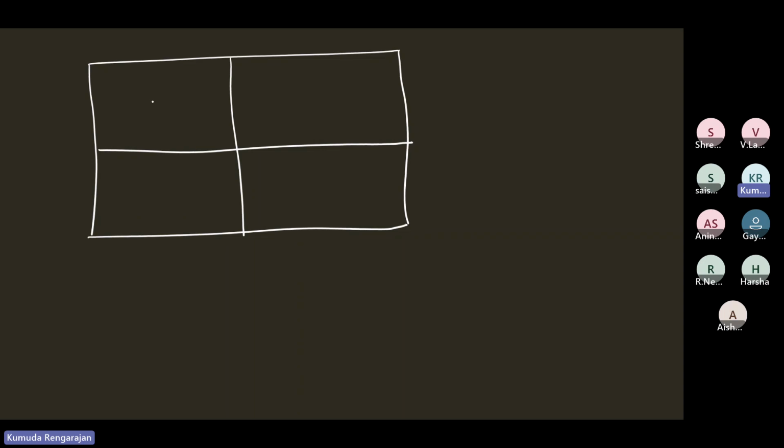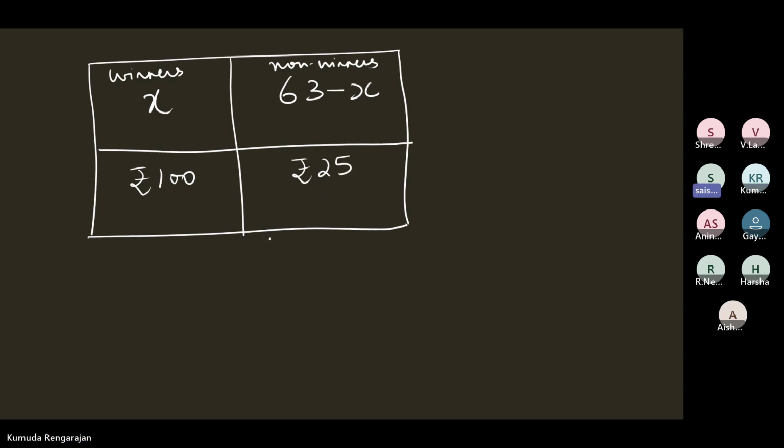So children, how many winners? X, correct? And how many participants but not winners? 63 minus X. This is understood, right? What's the prize money given to each winner? Rupees 100. What is the prize money given to each participant but not a winner? 25 rupees. So what is the total money distributed among the winners?